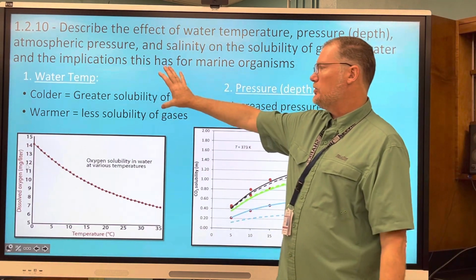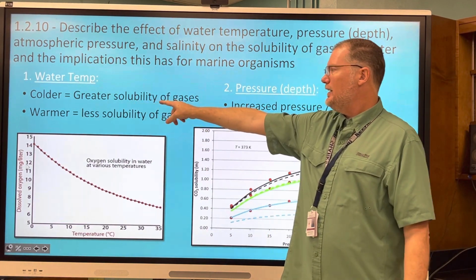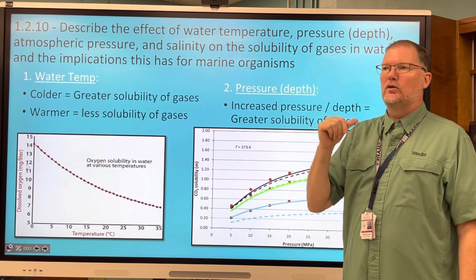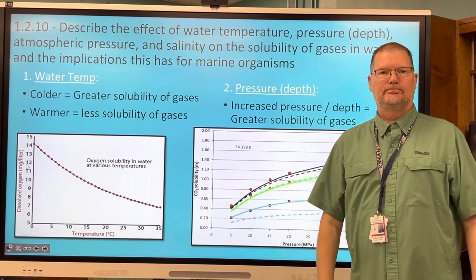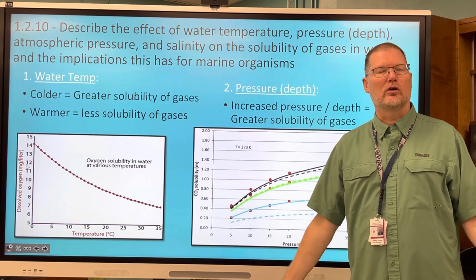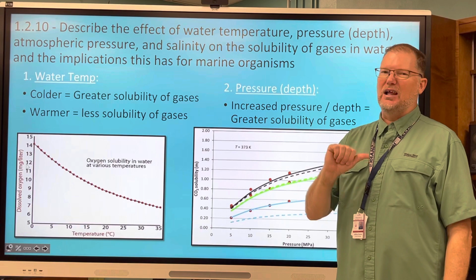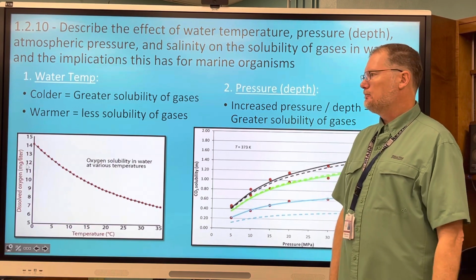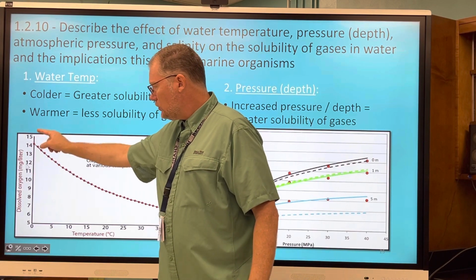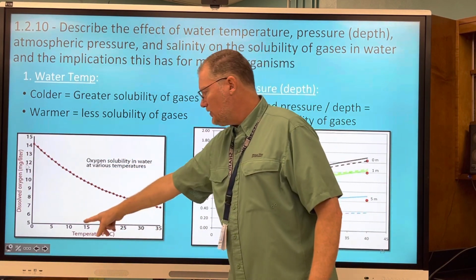So, water temperature, for example. Remember, the colder it is, the more gases can go in. So colder water will have more oxygen. Yay for the fishies. The fishies will have more oxygen in the water. Warm water, fishies, not so good. All right? As you can see here, oxygen goes down as the temperature goes up.